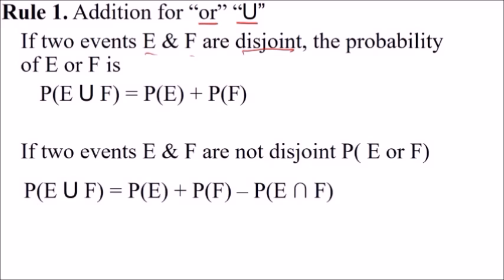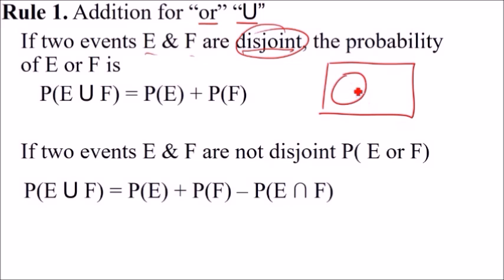And so that's why we say this is for addition. So if we have an or, you're just adding the two separate probabilities together. And that is if they are disjoint. Now, as far as disjoint, what that means is the two things are not related to each other at all. They have nothing in common. So if we looked at a Venn diagram of that situation, E would be contained over here, and F would be contained over here. And you'll notice they don't share any parts in common.